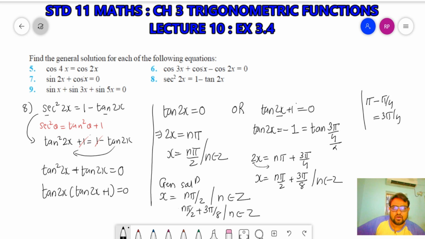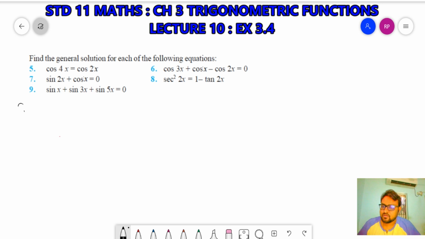Just note it down. Let's move to the next, ninth. That is the last for this exercise. 9. sin x plus sin 3x plus sin 5x equal to 0.